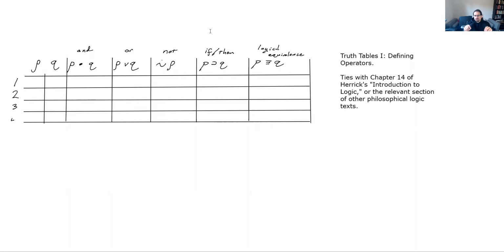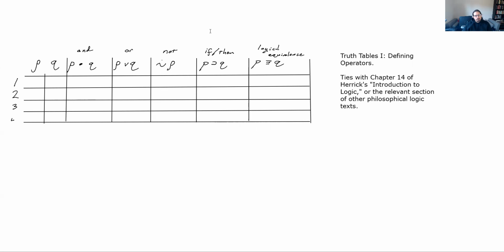And then we're going to use the truth table to define how our five operators work in philosophical logic. I should mention this ties with chapter 14 of the textbook for my current class of logic, chapter 14 of Herrick's Introduction to Logic. But every philosophical logic textbook has the same material, so it can be used for anything. And here I'm going to be using the standard traditional operator symbols, not necessarily Herrick's, who uses the ampersand for and.